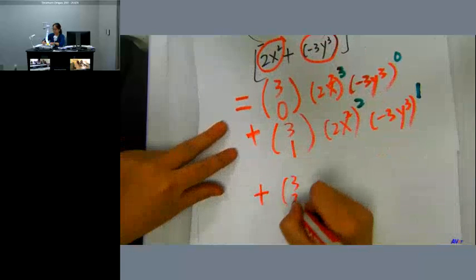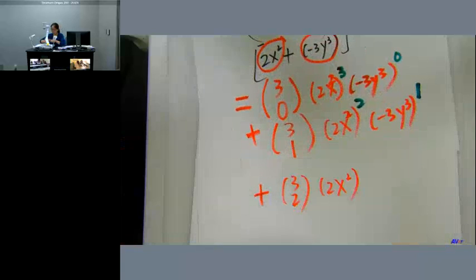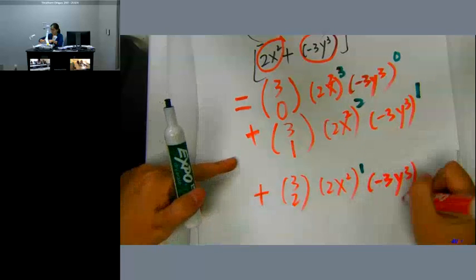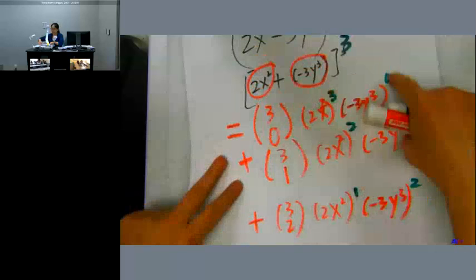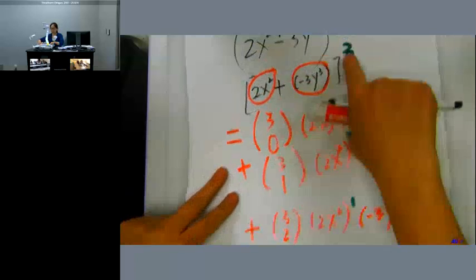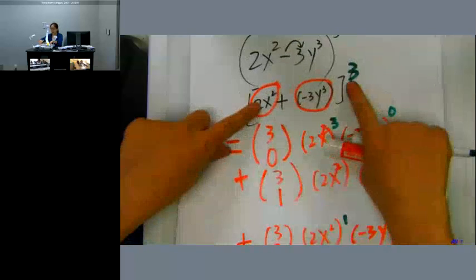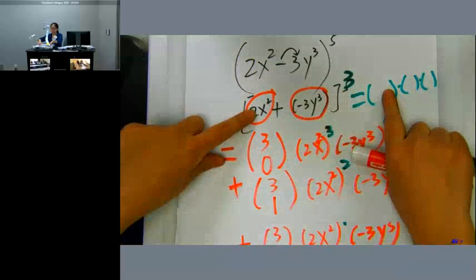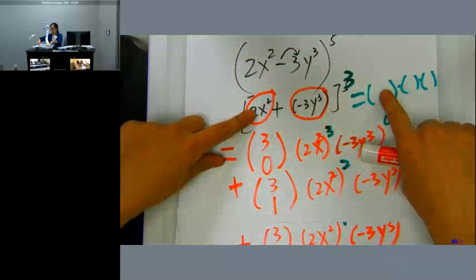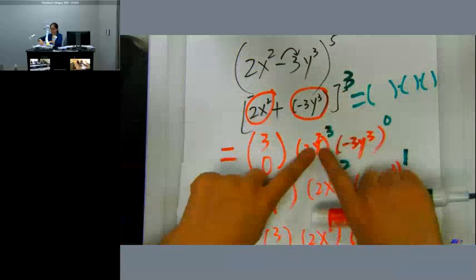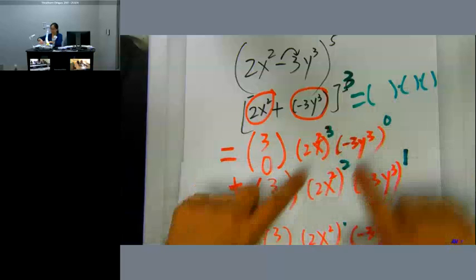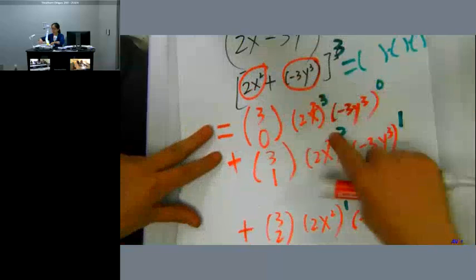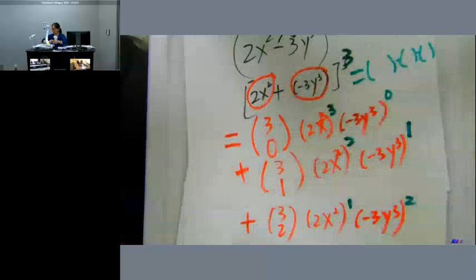Plus 3 choose 2. 2x squared to the first, and the other one to the second. Remember, when you add the exponents, they always have to add up to 3 because you have 3. When you do third power, it means you multiply 3 times. So you're going to have to choose exactly 1 for each pair of parentheses. So if you choose this one 3 times, you cannot choose that one. If you choose this one 2 times, you have to choose another one from the other parentheses. So that's why the exponents always add up to that exponent there.